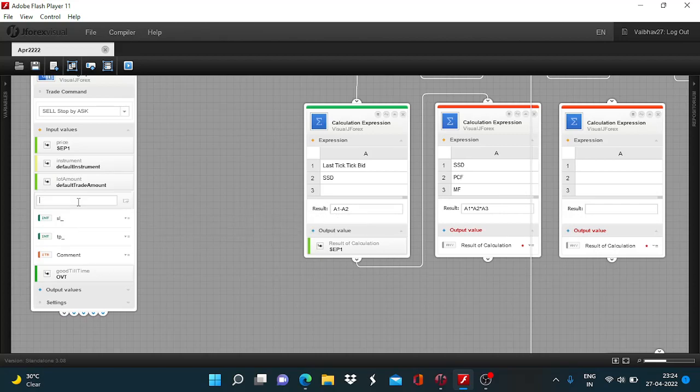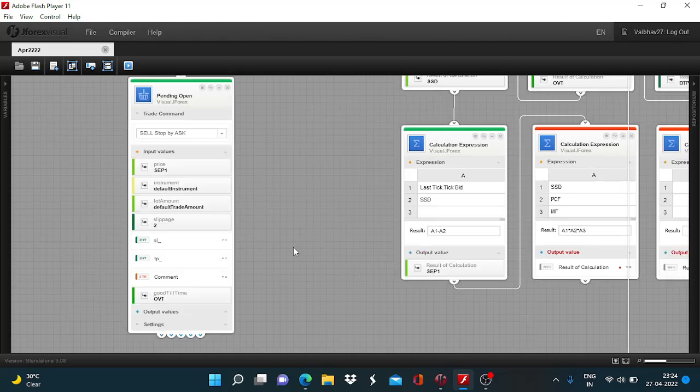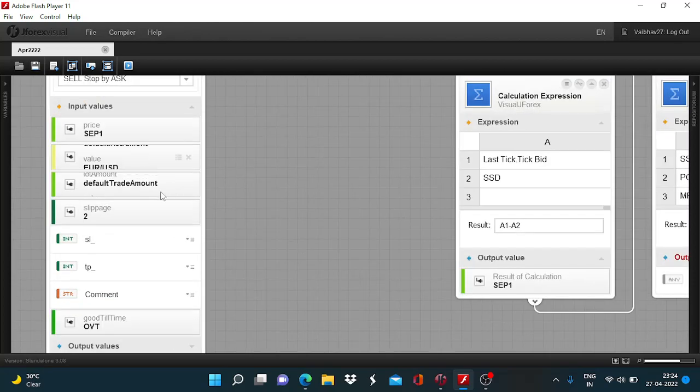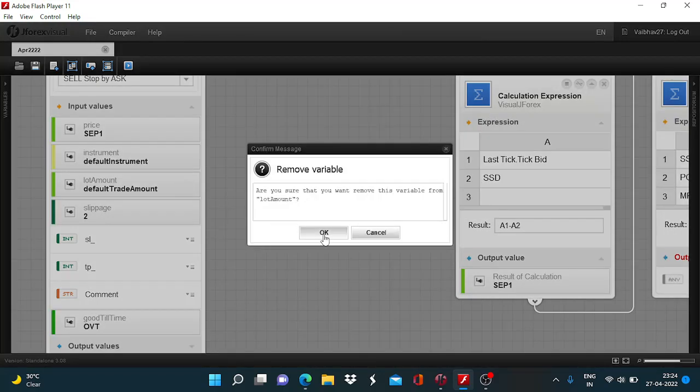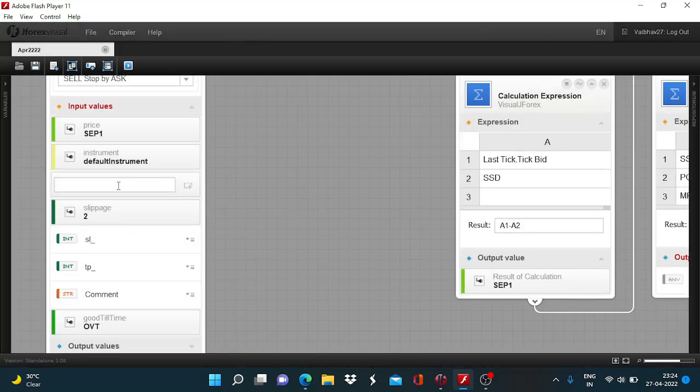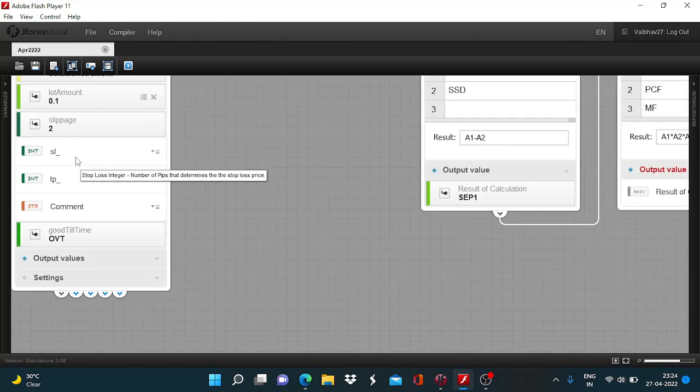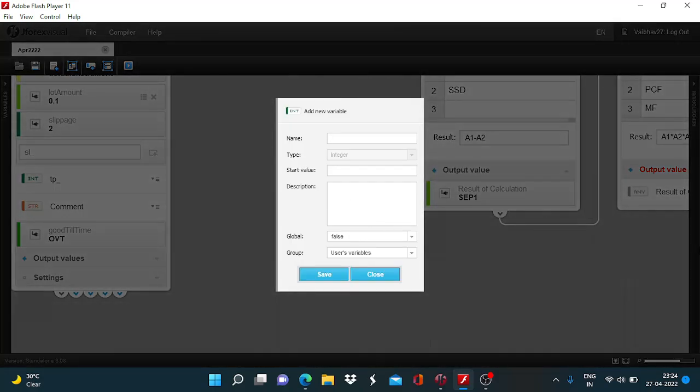Slippage 2 pips is good enough. Default instrument remains as it is. Default trade amount, I will change it to 0.1 million. You can keep it as per the equity in your account. Stop loss, we will create a new variable and assign it to the calculation which we have carried out in this block.